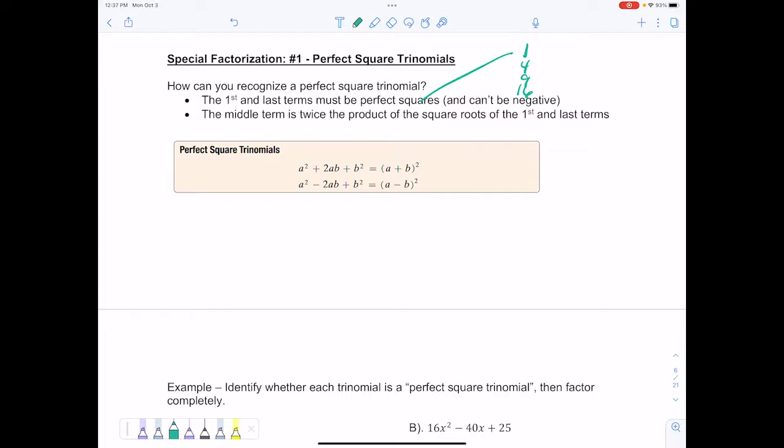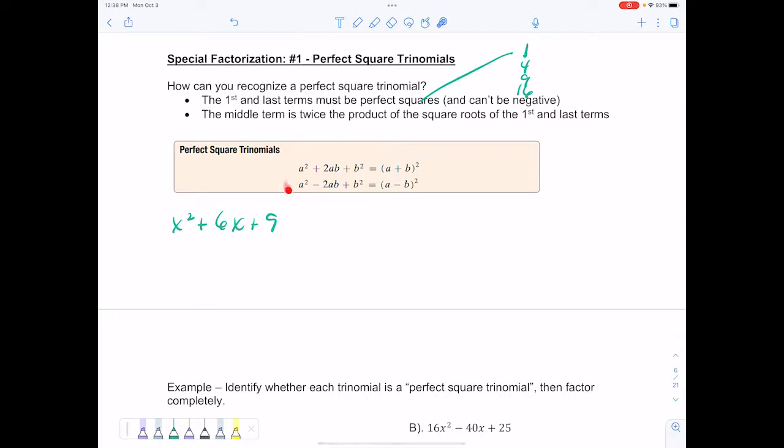Okay, so what does that mean? So let me give you an example. If I had something like this, x squared plus 6x plus 9, that's a perfect square trinomial because it fits the two conditions. Okay, there have to be two perfect squares. 1x squared, 1 is a perfect square, and 9's a perfect square. I can take their square roots. So if we follow these formulas here, we have a squared plus 2ab plus b squared, and it will factor into this. Or you could get a squared minus 2ab plus b squared, and it factors into that.